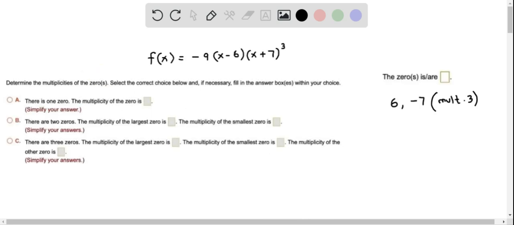Let's choose the correct choice given below. The first choice is there is 1 zero. So this is wrong, because we have two zeros here, that is 6 and negative 7. So this one is wrong.